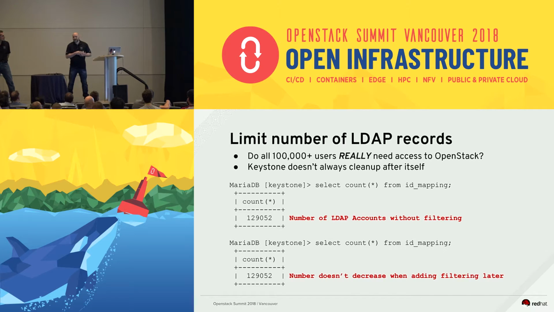They stay in there. They're in there really for no reason. Are all 129,052 users going to log into OpenStack? I strongly doubt it. So performance-wise, limiting that is huge. And one thing to note, if you do change this after the fact, those 129,052 users that were in Keystone will remain in Keystone, even though you filtered it down to, let's say, 50 users, because Keystone doesn't do a good job of cleaning up after itself. And the same thing goes with a deleted user.